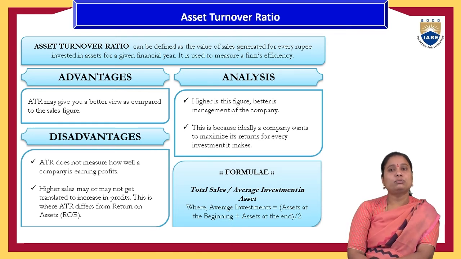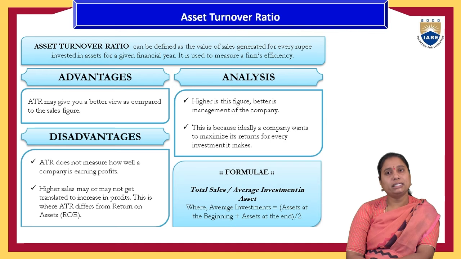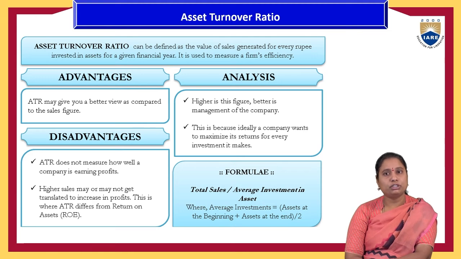So out of that sales, the average investment in assets is what is taken into consideration. That's why here the formula is total sales divided by average investment in assets. The average investment means assets at the opening balance plus assets at the ending, that is opening plus closing, divided by 2. That is the assets turnover ratio.